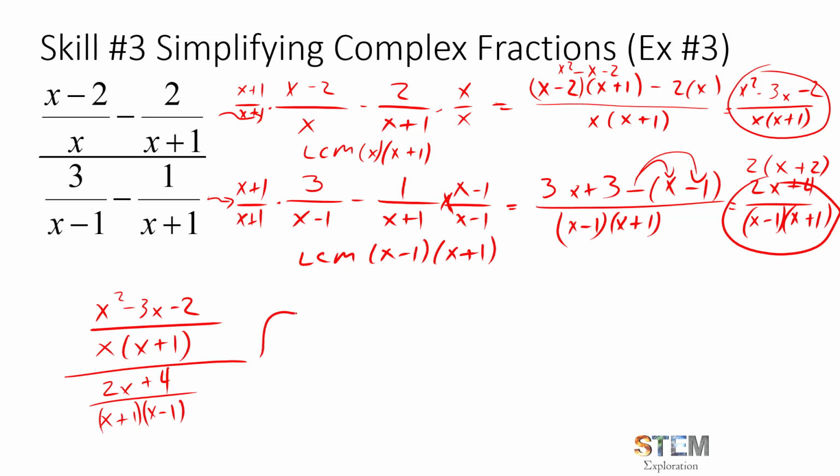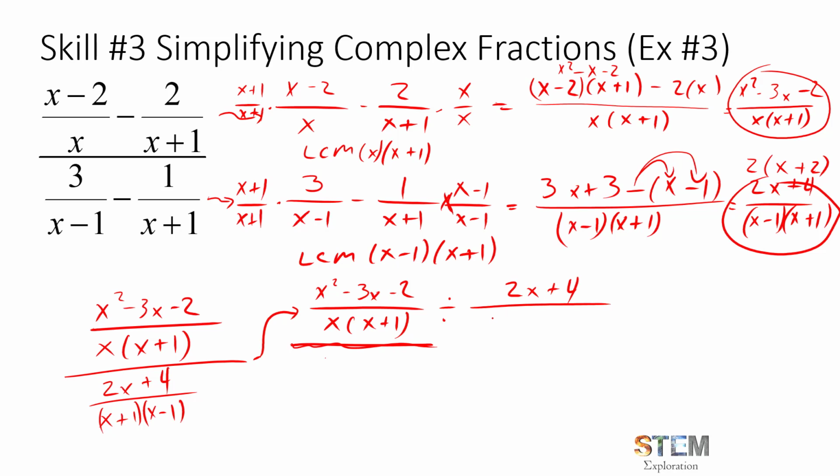So now what I would like to do here is rewrite this accordingly by saying x squared minus 3x minus 2 all over x times x plus 1. And then divide that by 2x plus 4 divided by x plus 1 and x minus 1. We can create this from this. It's the same thing. And then if we apply the division, what this should look like now is x squared minus 3x minus 2.